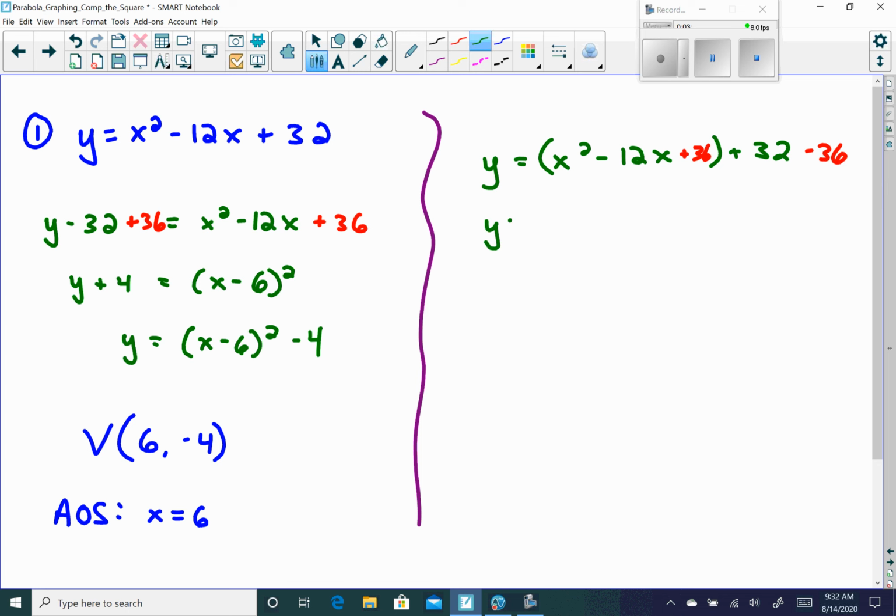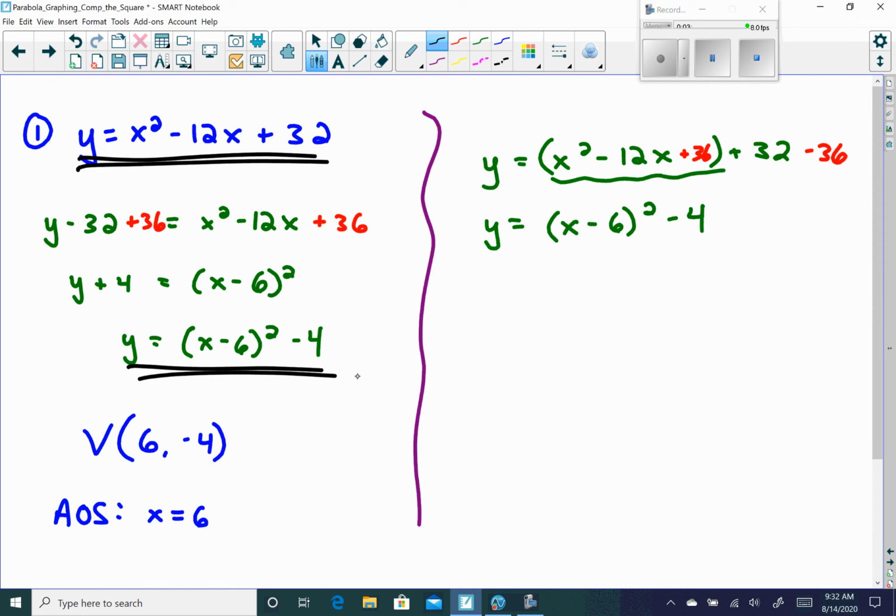And then what I want to do is, again, just factor the perfect square trinomial. This gives me x minus 6 squared, and then here's my minus 4. And we got to that vertex form a little bit quicker. And it still has the same vertex and axis of symmetry. All right, so go ahead and graph on your calculator. Pause the video, go ahead and graph the original function in standard form, and then in vertex form. You should get the same parabola if we did this correctly, and then check for the vertex and axis of symmetry. So pause the video, go ahead and graph it, and then resume play, and I'll show you what I graphed as well so you can compare.